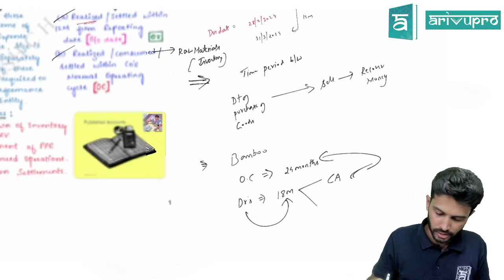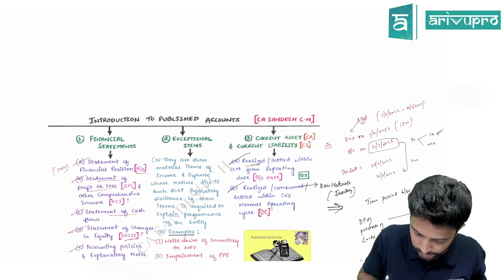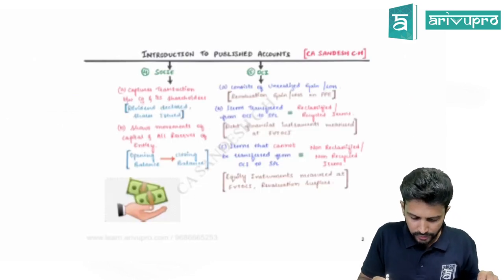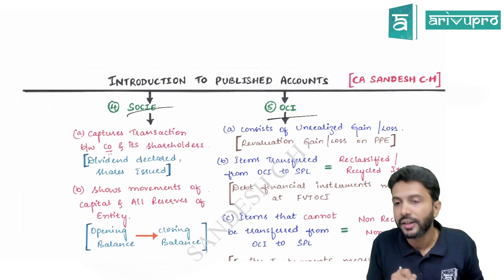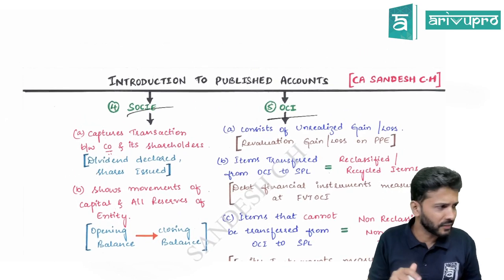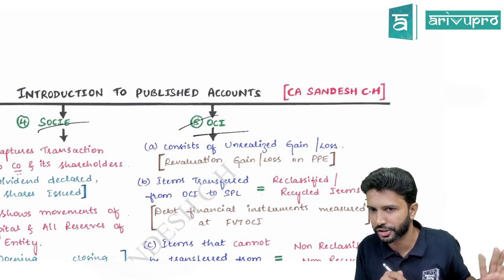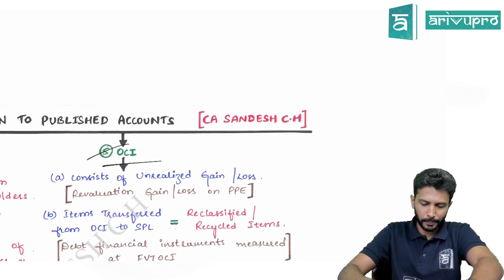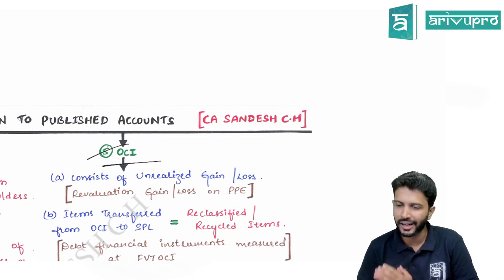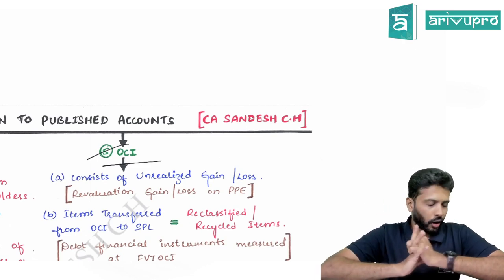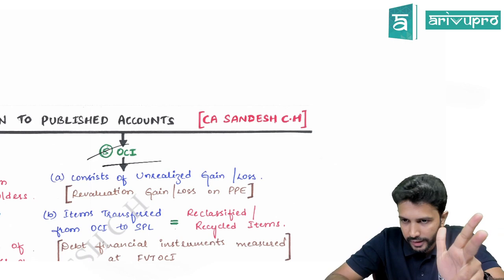Anything else? Anyone? All okay? Fair enough. So till now we have learnt a little bit. Two things are still pending. What is that? SOCI and other comprehensive income, OCI. So can we start with other comprehensive income first? Once we do this, then we'll take one numerical question. Pay a little attention to this one, because each standard will talk about this OCI. That's the reason I just want you to be comfortable with this. OCI stands for other comprehensive income.